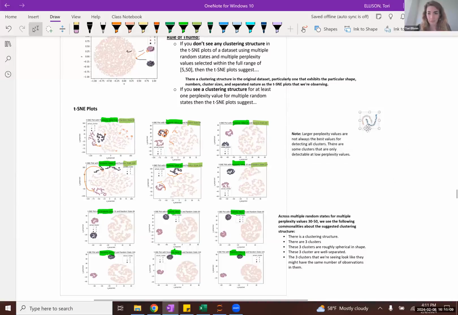Alternatively, if we had seen, across all perplexity values and all random states that we explored, that we weren't able to see any clustering structure forming at all, then what that would suggest is that this data set has no clustering structure.